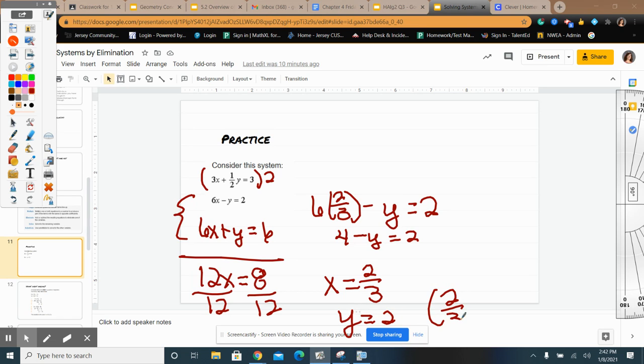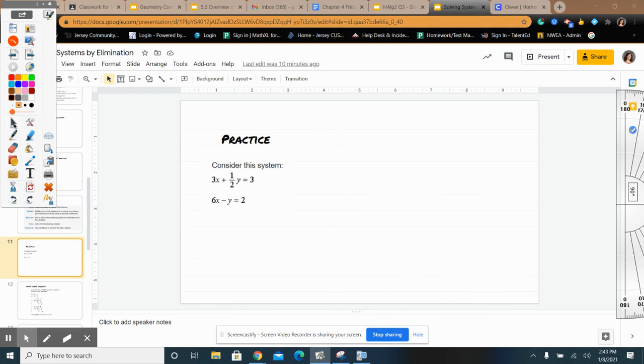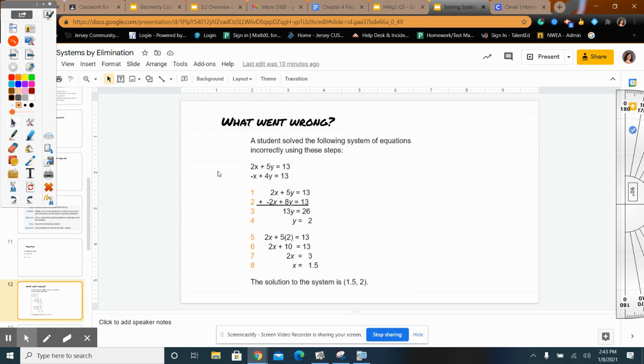And these two equations will intersect at (2/3, 2). It does not have to be a lattice point. It could be a point that's in between. So what went wrong here?